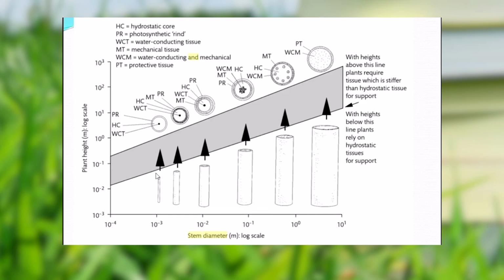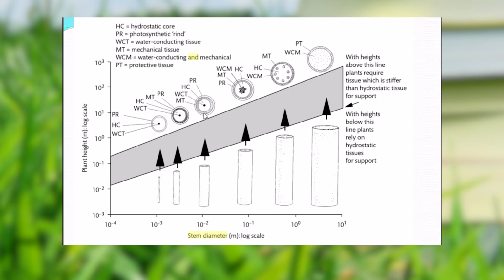Here in the picture, we can see that the first one is very thin, and in the last picture we have a thick stem. So here we can see that there is an increase in the diameter of the stem. With the increase in the diameter of the stem, there is also an increase in the height. If we look into the tissue differentiation, we will see that previously with a simpler stem of small diameter, the tissues were also fewer. We just had the photosynthetic rind, the hydrostatic core and the water conducting tissue. This is a very simple structure.